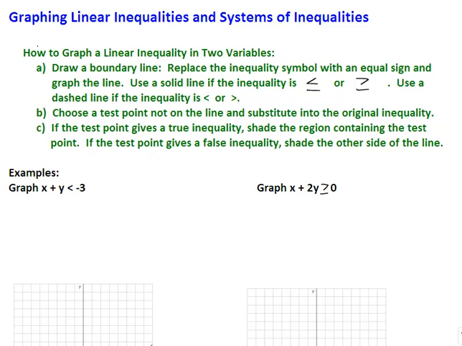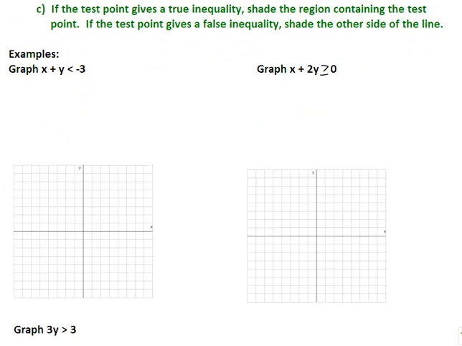Step B, we're going to choose a test point not on the line, and substitute it into the original inequality. If the test point works, then we're going to shade the region either above or below the line that contains that test point. If the test point doesn't work, then we're going to shade the opposite side of the line. So let's try an example here.